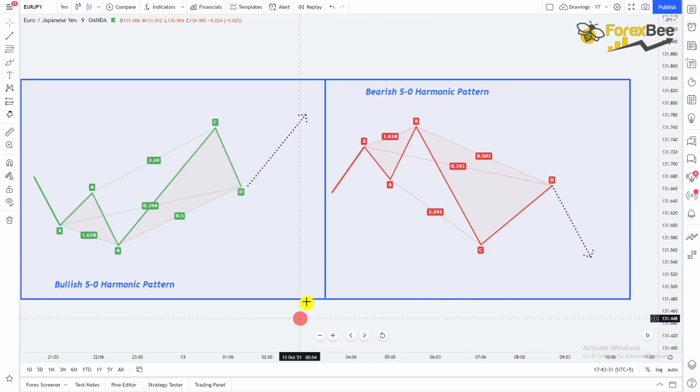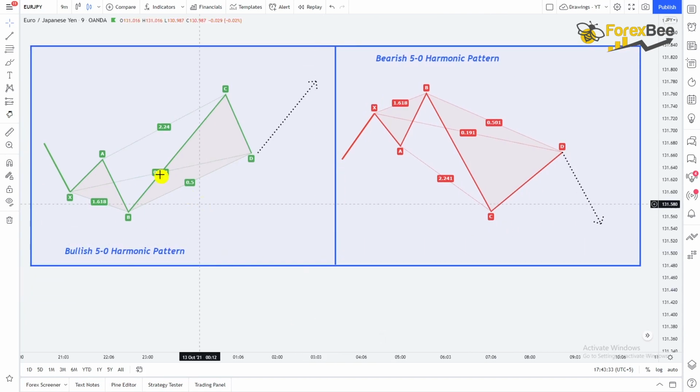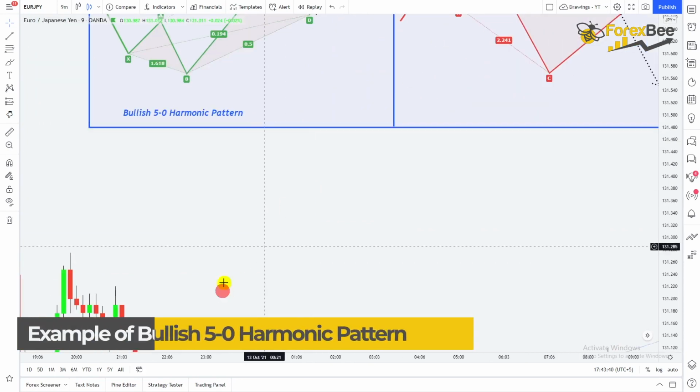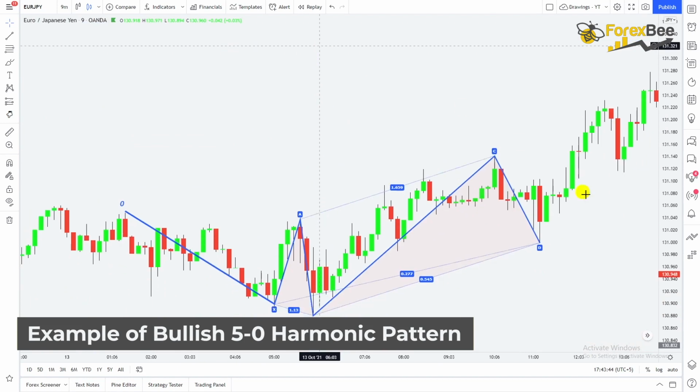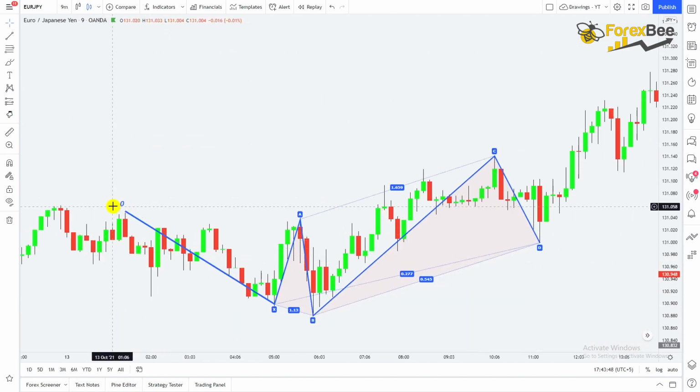Okay, so now let's go towards the example of 5-0 harmonic pattern on the charts. So when we go down the charts, we can see that here I have already drawn an example, so I'm just going to go through it so that you can understand it. According to our first rule, which said that the 0XA wave is an initial wave and the pattern starts after this wave, here we can see that this 0XA is basically our initial wave.